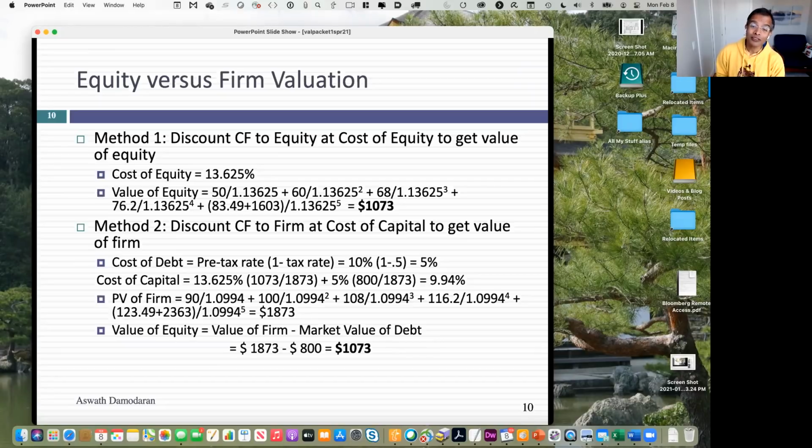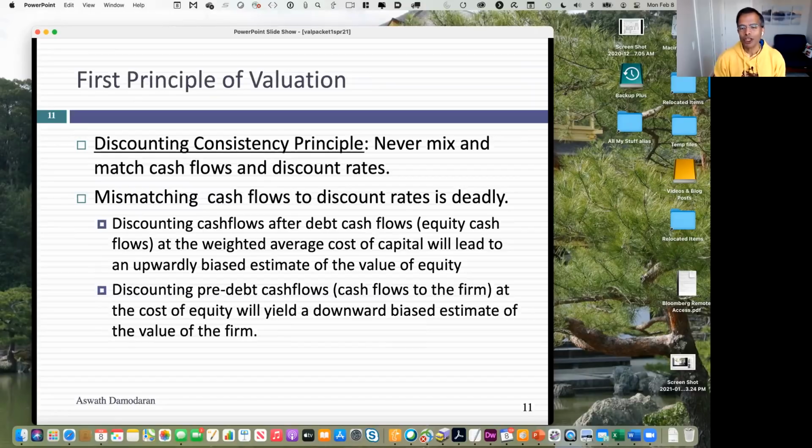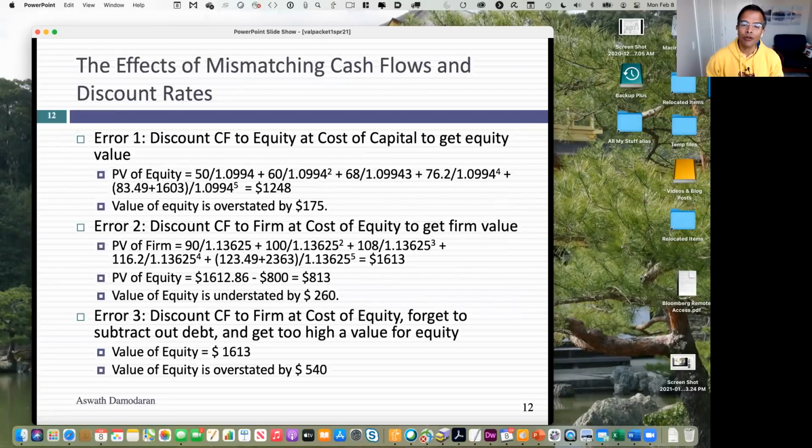Are there wrong paths I could have taken? Absolutely. You saw that with the Kennecott example. If I mix and match cash flows, and this is the consistency principle I want to emphasize, then all is lost. I don't care how much work you put into your cash flows and your discount rate. If you mismatch them, things are going to blow up in your face. In fact, in this example, if I take the cash flow to equity and discount at the cost of capital, that's the First Boston mistake. The value that I get for the equity is too high because I used too low a discount rate, 1,248 million.